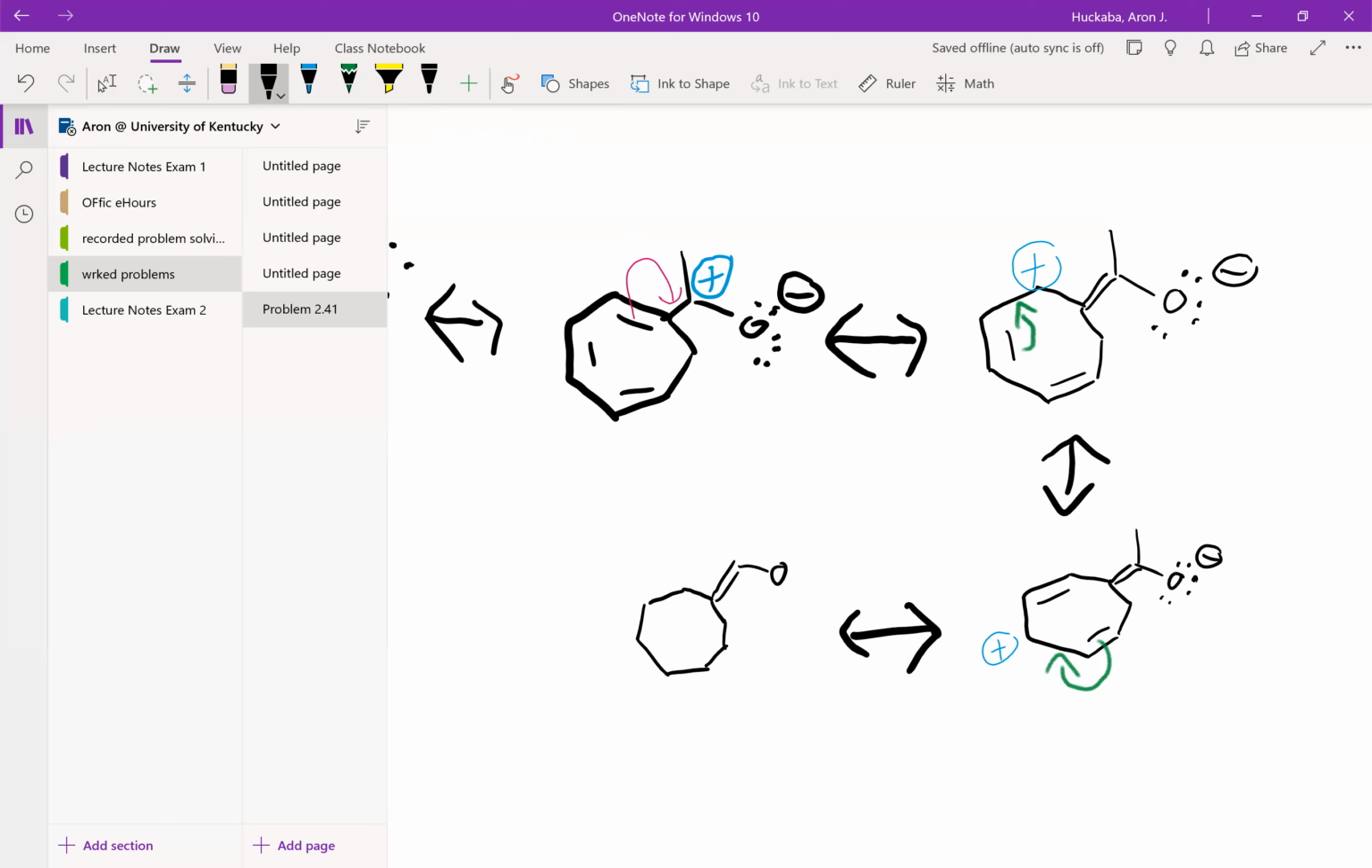So once again, we know we have that negatively charged oxygen. And this time, oh, my ring has too many carbons in it. That was the problem. There we are.